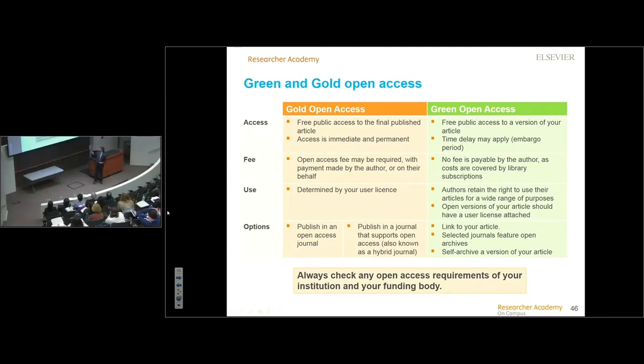Now, because there is that fee, this can seem deterring. This is great. I don't have the funding to use for that. How can I still participate in open access? How can I still publish open access? That's where green open access comes in.